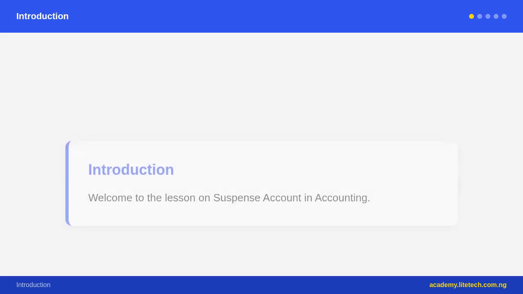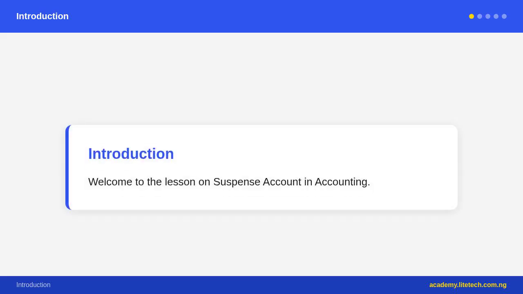Today we study the suspense account. What is a suspense account? A suspense account is a temporary ledger account opened when the trial balance does not agree. The difference between the total debit balances and total credit balances is placed in the suspense account to make the trial balance agree temporarily while errors are investigated and corrected.